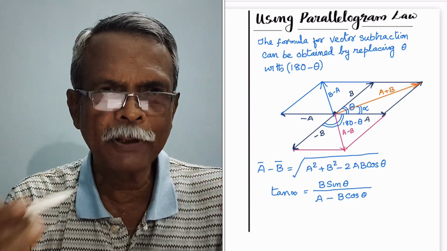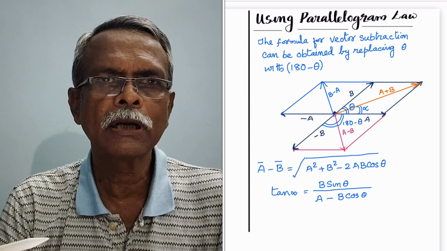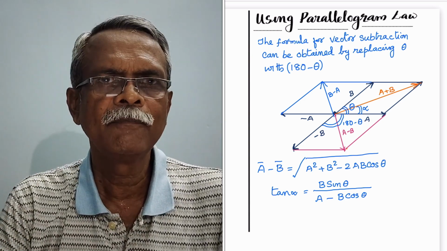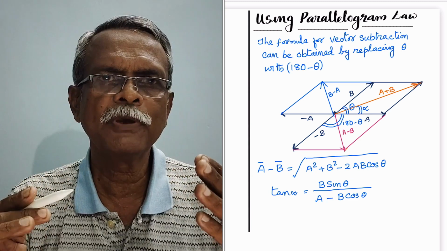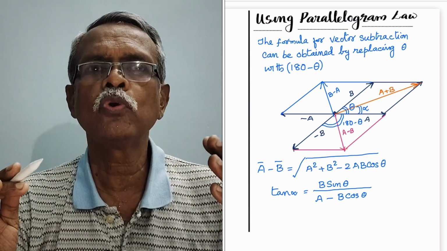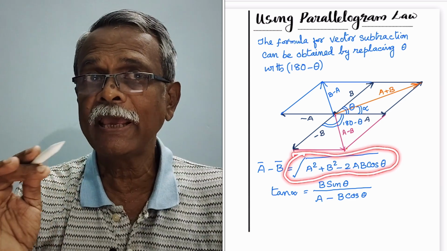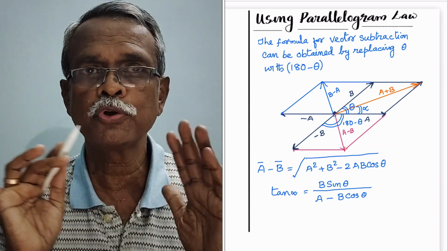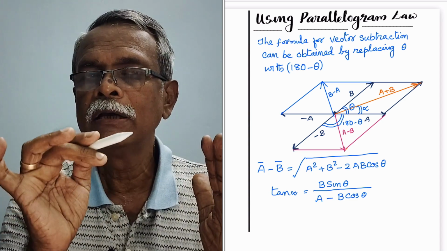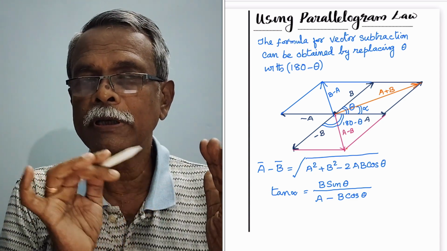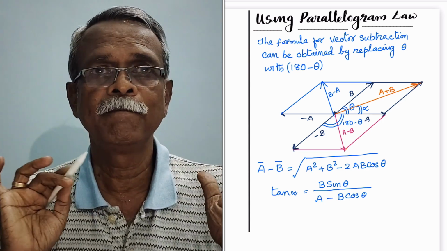Therefore, A plus B is the root of A square plus B square plus 2AB cos theta, and A minus B is the root of A square plus B square minus 2AB cos theta, where theta is the angle between plus A and plus B. That you should always remember. It is not the angle between A and minus B. Theta is the angle between A and plus B.